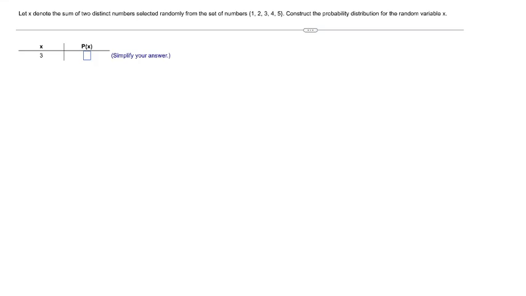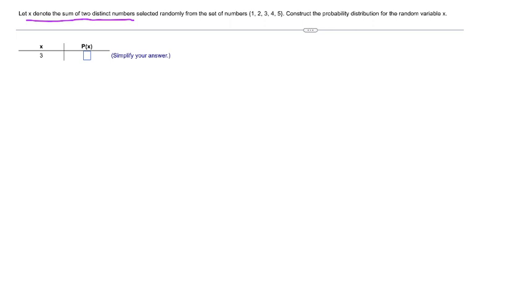Now, in this problem, we're told that the variable x denotes the sum of two distinct numbers selected randomly from our set of 1, 2, 3, 4, and 5. What we then want is to construct the entire probability distribution for the possible values of x.